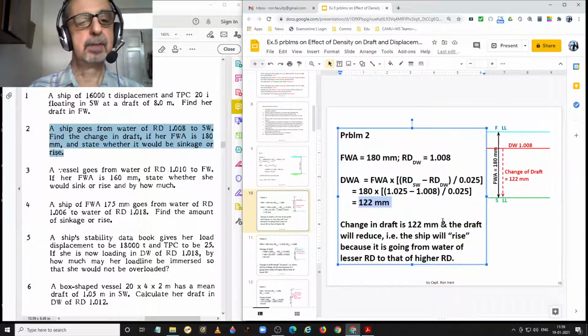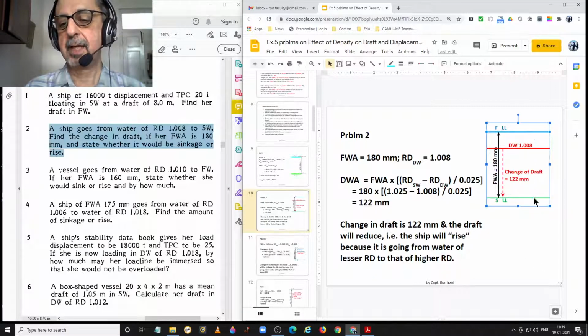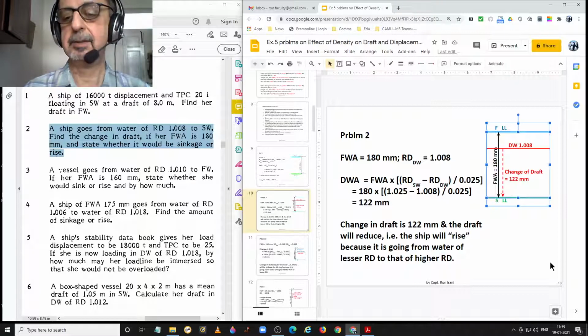The ship is now going from 1.008 water to 1.025 water. That means that the draft will reduce because the ship will rise. The lines that are drawn over here for fresh and summer are basis the top of those respective load lines.